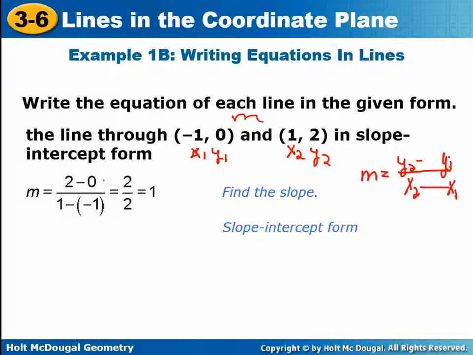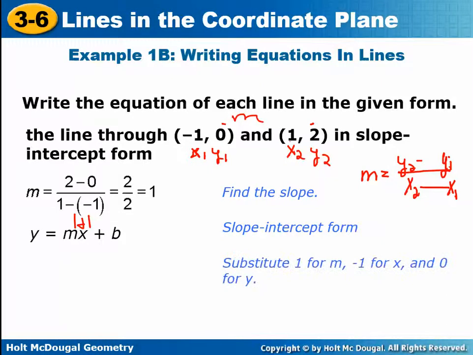So they took 2 minus 0, that's the y2 minus y1, and then 1 minus a negative 1 is the same as 1 plus 1. So they got 2 over 2 is 1. That's the slope. That only gets you the slope. Now they want slope-intercept form, so that's the m in y equals mx plus b. So we would put 1 in for m.